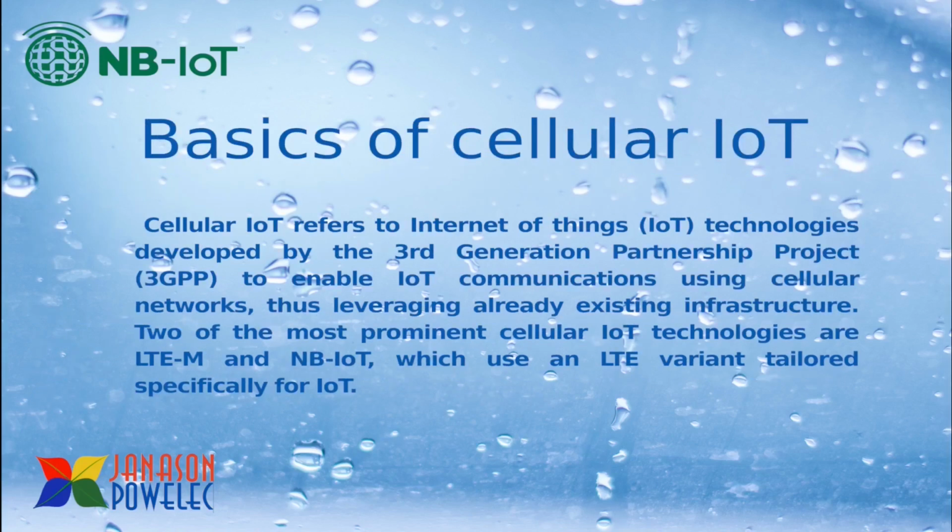Basics of cellular IoT. Cellular IoT refers to Internet of Things technologies developed by the Third Generation Partnership Project, 3GPP, to enable IoT communications using cellular networks, thus leveraging already existing infrastructure. Two of the most prominent cellular IoT technologies are LTE-M and NB-IoT, which use an LTE variant tailored specifically for IoT.